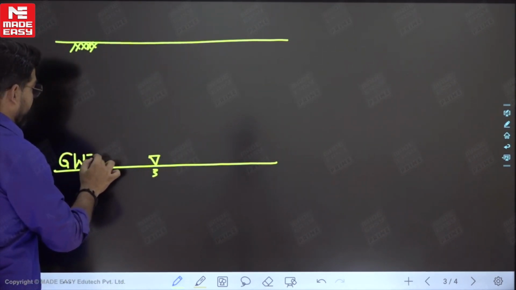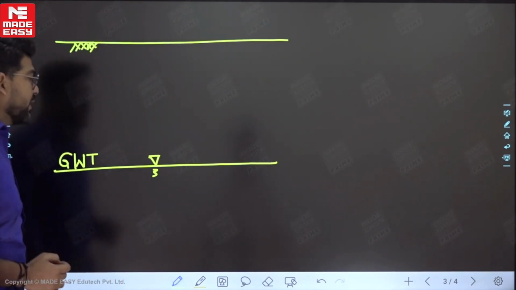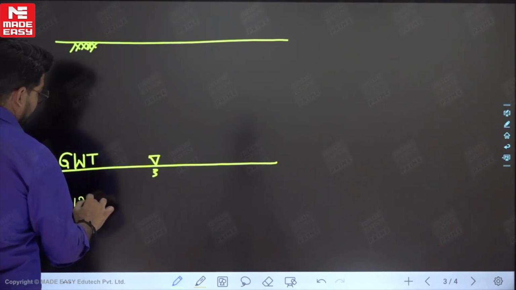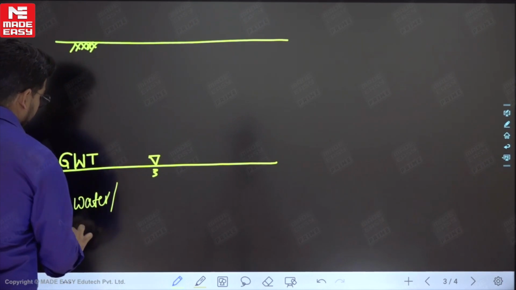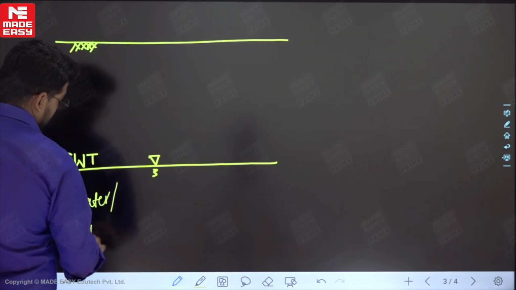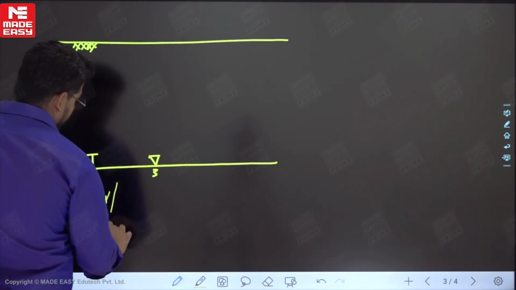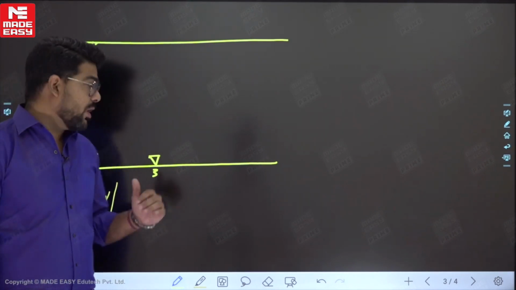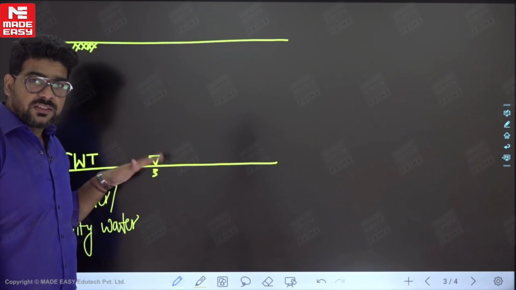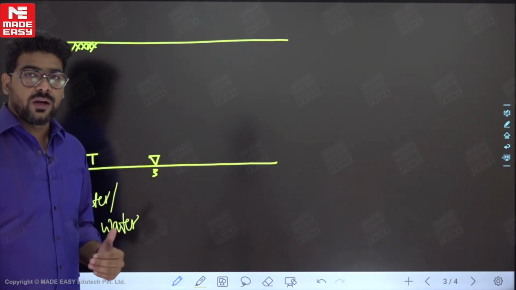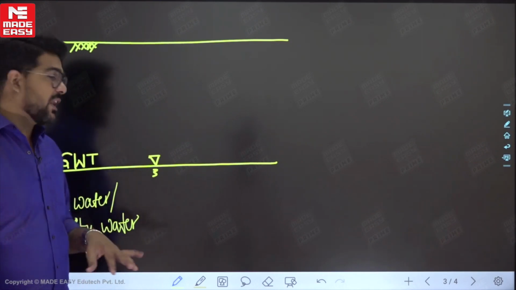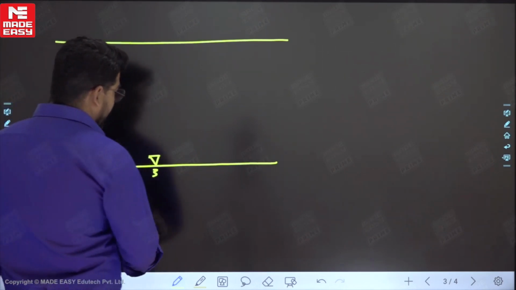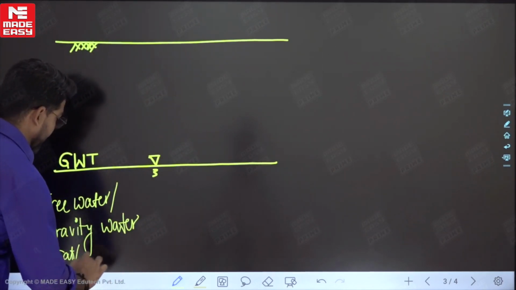This is the GWT. Point to be noted, below this GWT the water is free. This is free water or gravity water, and all the laws of hydraulics are valid in this water. Pascal's law, Archimedes principle, all the laws are valid over here. This soil is saturated because voids are fully filled with water, and there will be a force of buoyancy due to Archimedes principle, and that's why this soil mass is submerged also. So this soil is saturated and submerged.